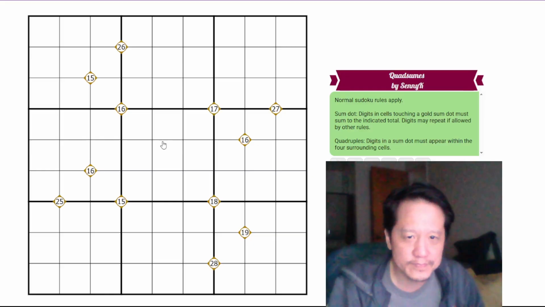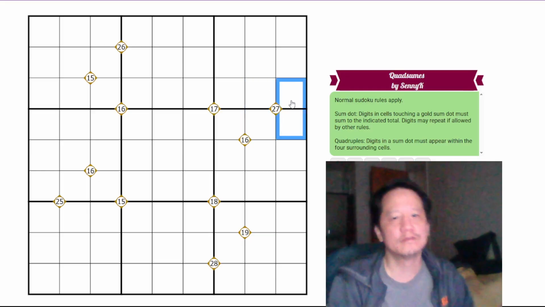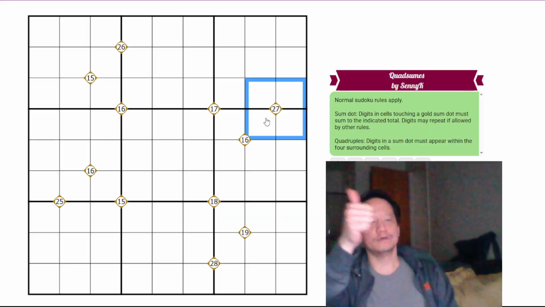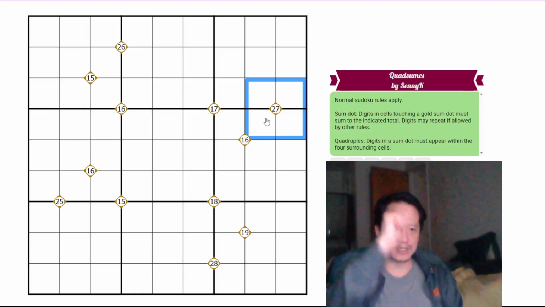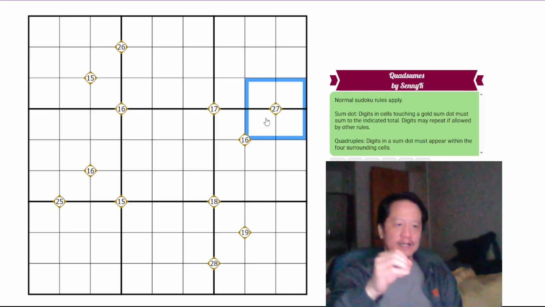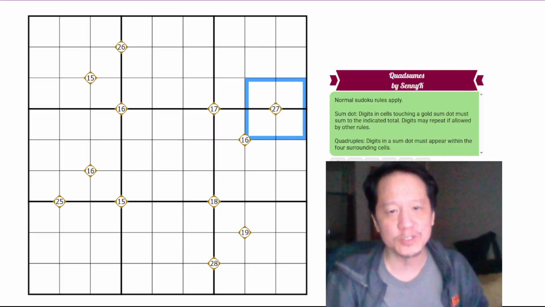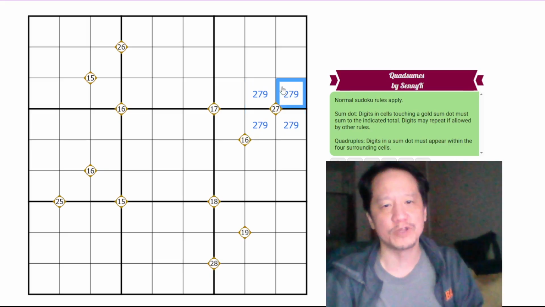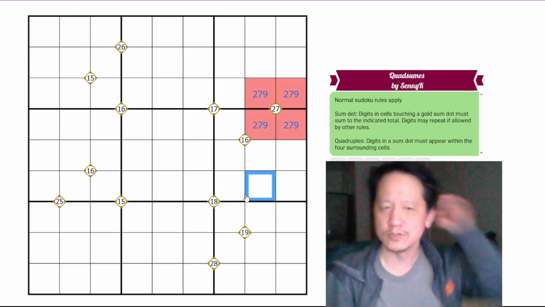27, yeah, that's the largest one. So 27 must include a 2 and a 7 in it. That adds up to 9. 27 minus 9 is guaranteed to be 18, which has to be 2 specific 9s, right? So this has to be a 279 with a guaranteed 9 in one of these and a guaranteed 9 in the other one. So we're going to mark those both as red.